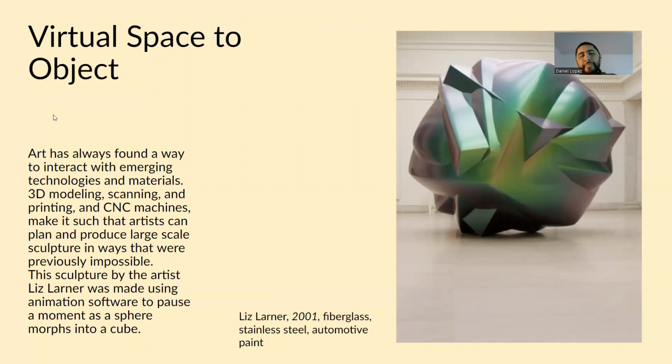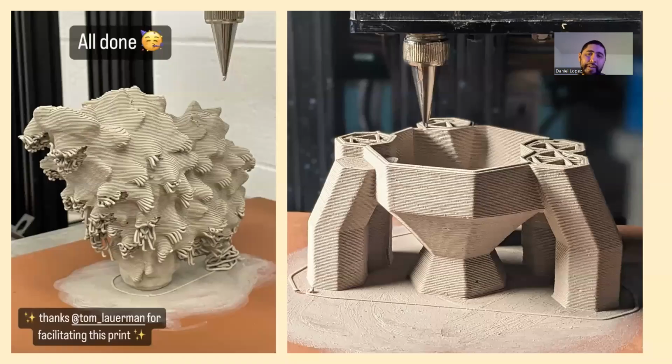Virtual space to object. So this is just a way to get something from the computer out to the real world. This is one example. This is another example, of an artist I just discovered recently, Tom Lohrmann. These are actually his students' work, but yeah, this is clay. It's ceramics, and these are two different students doing these. They use this machine to create ceramics out of digital files, which is really neat.